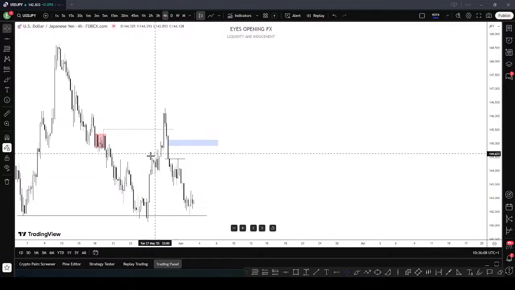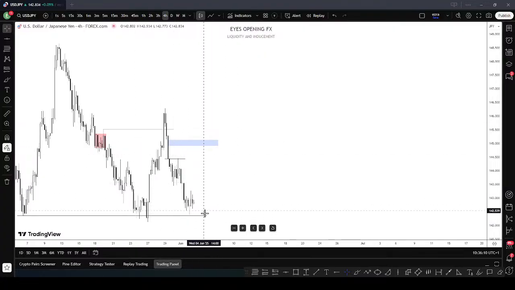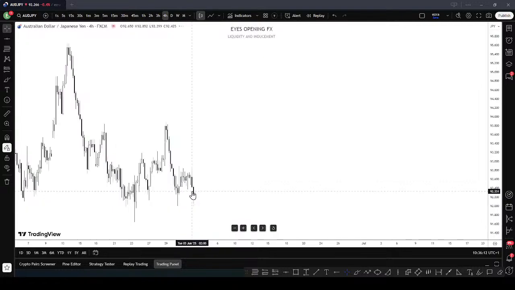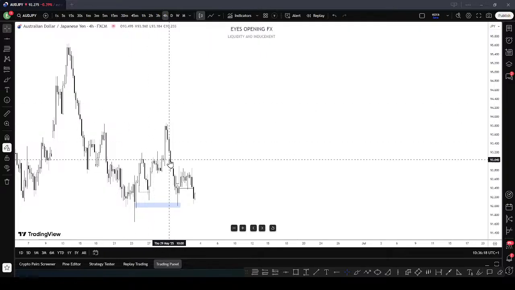USD JPY doesn't have any current bias except being bearish, but I'm not monitoring to sell. Okay, this is another pair I was actually looking for a sell program.